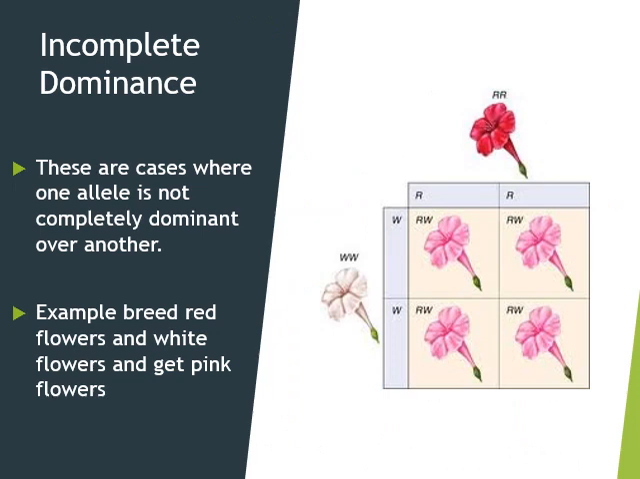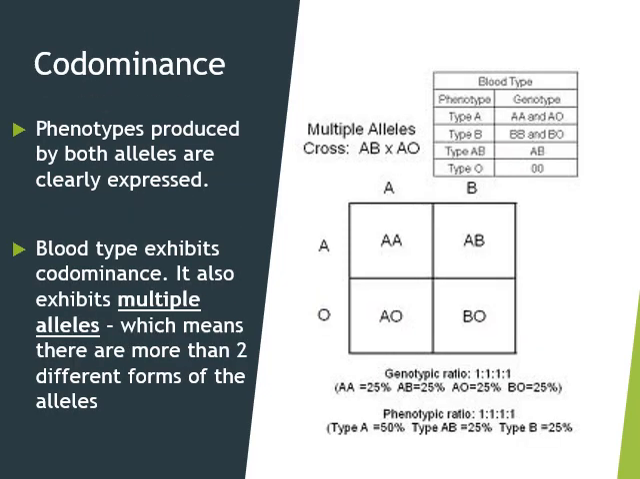And we have this thing called incomplete dominance. Incomplete dominance is cases where one allele is not completely dominant over another. Like if we breed this red flower with this white flower, our offspring are going to be pink. So we'd end up with a blending of those characteristics.